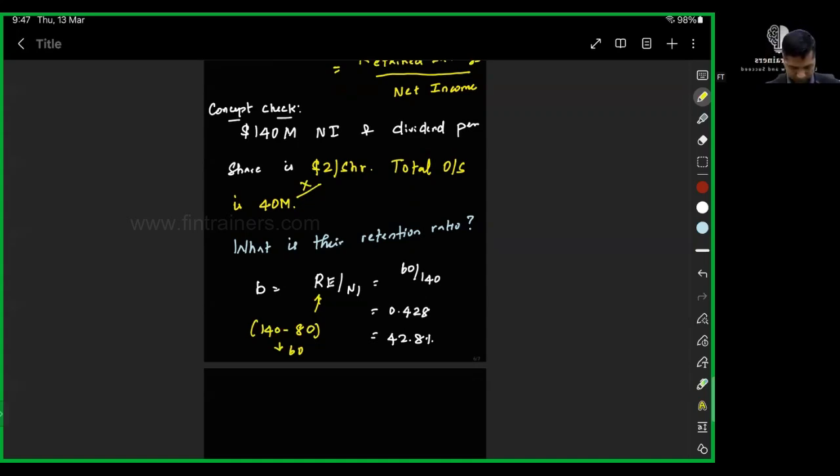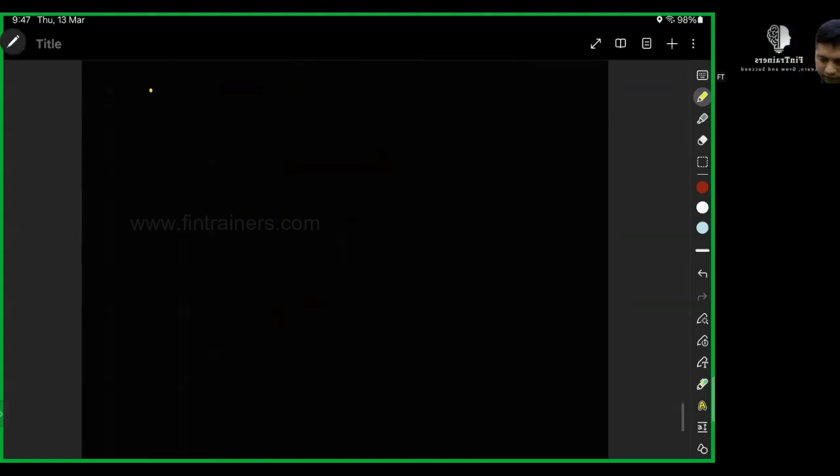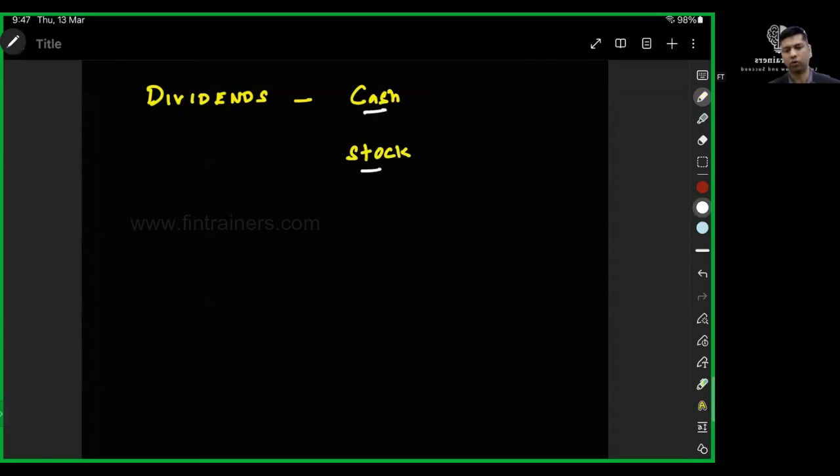Okay. So now the next learning objective statement, outcome statement, is asking us to understand a little bit about dividends. It's pretty basic here. So we'll just spend maybe 10, 15 minutes on understanding dividends. So there are types of dividends. When we talk about dividends, at a very high level, we can divide this into cash and stock dividends. Cash dividend is the more common one.